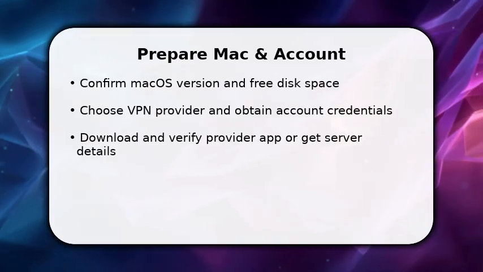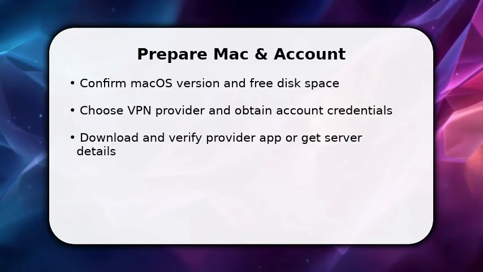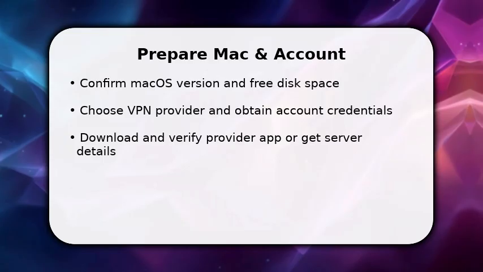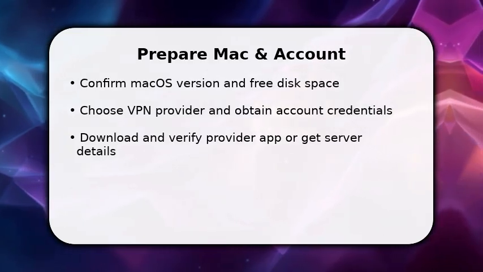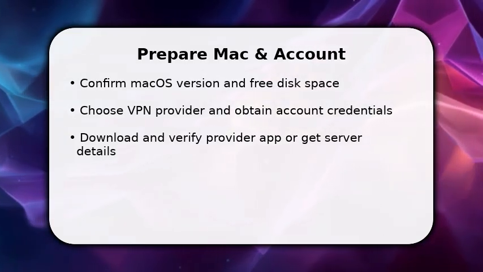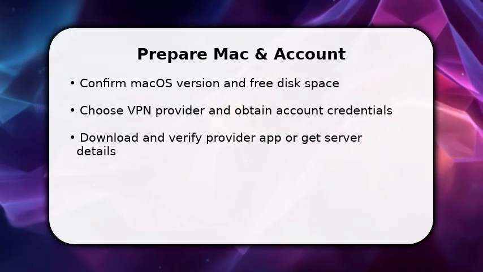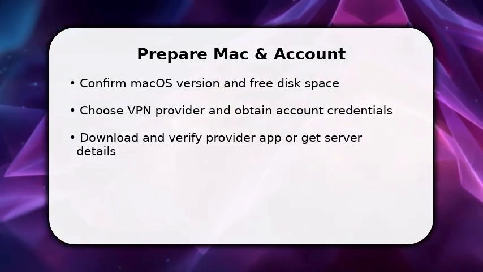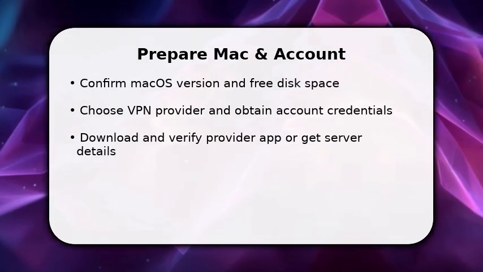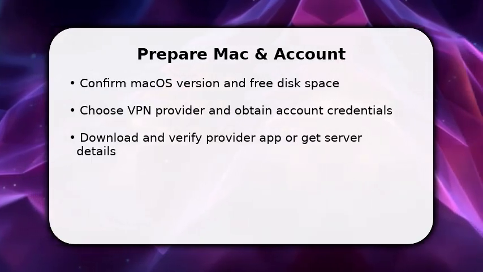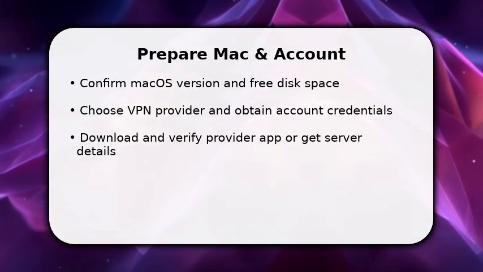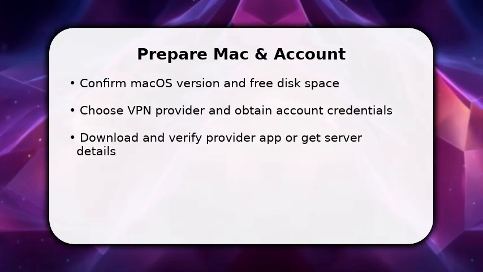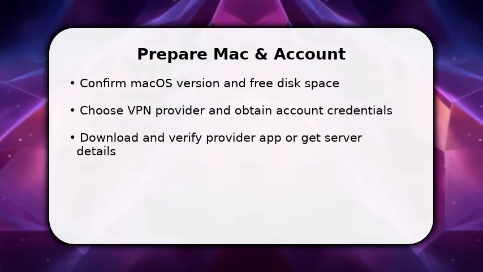You start by confirming Mac OS version and ensuring you have account credentials from your VPN provider. This matters because app features and protocols differ. Once done, decide whether to use the provider app or the Mac built-in VPN client and download the official app if available. If you prefer manual setup, copy the server address, username, password, and any certificate. Make sure System Preferences has permission to install software before proceeding to installation and authorization steps.